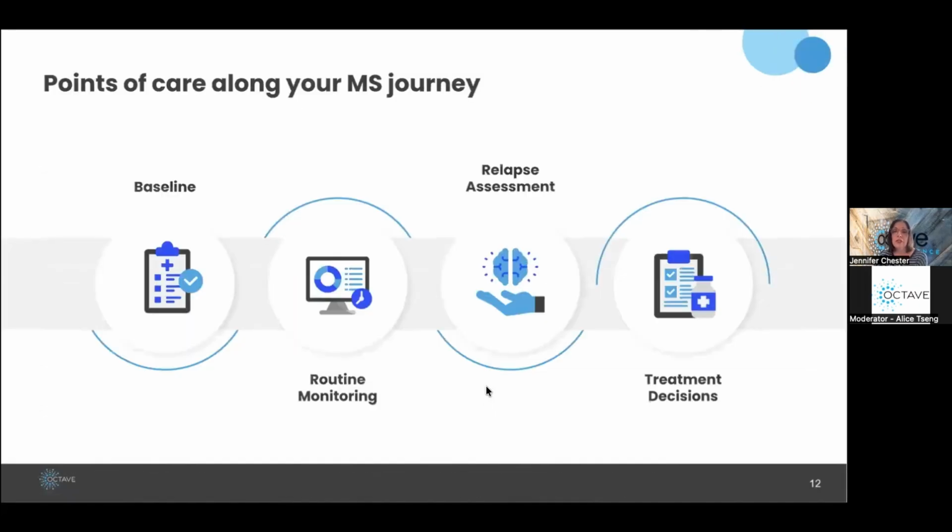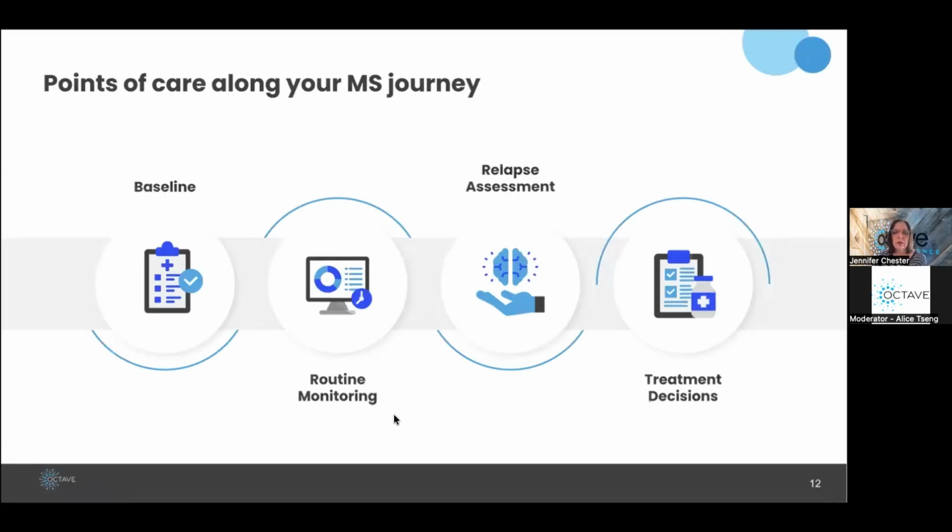So what are we doing with these numbers? Ideally, a baseline would be addressed. The score would be gotten at the time of diagnosis, but know that baseline testing can happen at any time. Baseline means this is the first test that you've had. So if you've already been diagnosed with MS, you can still get that baseline test done.